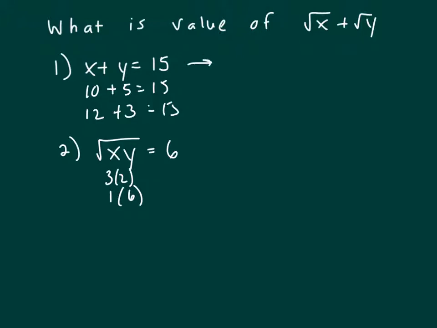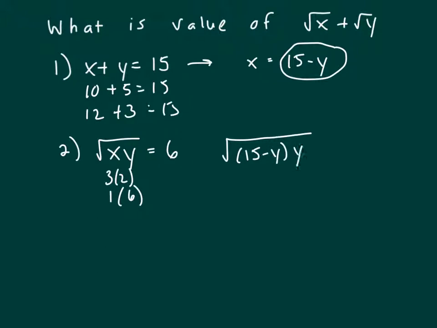So let's take clue 1, and let's solve for x. x equals 15 minus y. You could solve for x or y, it doesn't matter. And then let's take this expression for x and substitute it in clue 2. So that would be the square root of x, which is 15 minus y, times y equals 6. And then square both sides, and also get rid of your parentheses on the left-hand side. That would give you negative y squared plus 15y equals 36.